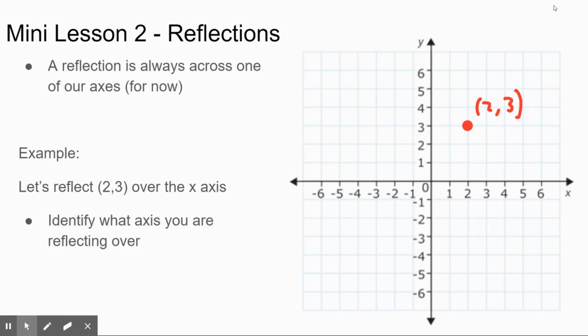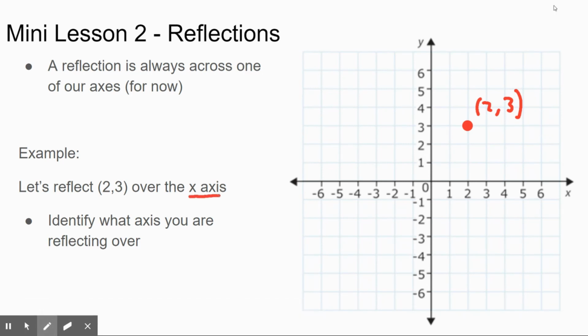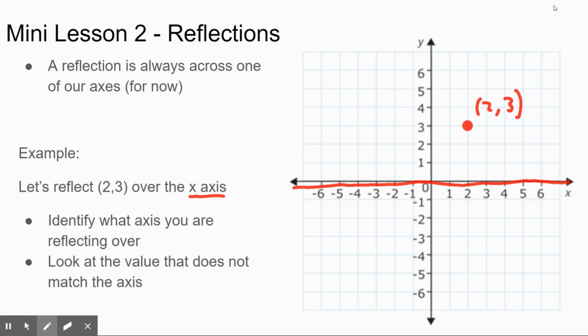All right, so the next step is to identify which axis we're reflecting across. We know from this problem we're reflecting across the x-axis. So that means that we're going to think of our mirror being our x-axis. To reflect it, we're going to look at the value that does not match the axis. Now, that's kind of a weird thing to think about, but since we are reflecting across the x-axis, we are going to want to look at the y-coordinate.